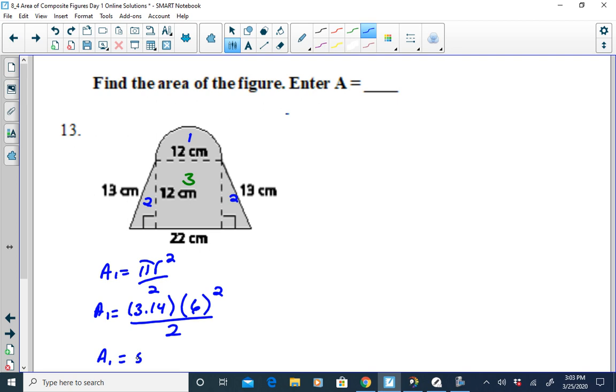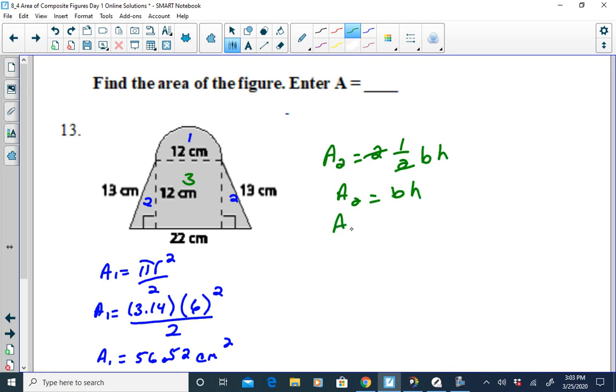Area 1 is going to be 56.52. Those are square centimeters for area 1. Area 2 is 2 triangles, so that's 2 times 1/2 base times height. They cancel, so area 2 is just going to be the base of the triangle times the height of the triangle. What's the base of the triangle?